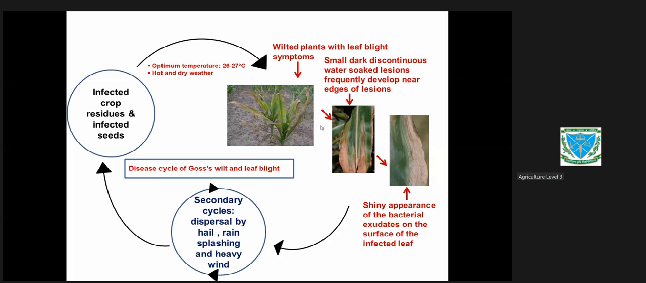If the plants escape this infection at the seedling stage, we can notice the symptoms on the leaf at the mature stage. As I told you earlier, we can identify or differentiate the symptoms caused by michiganensis by the appearance of two distinct features. One is discontinuous water-soaked lesions; here you see dark color lesions. Another is the bacterial exudates you can notice on the blighted area, a shiny appearance on the surface of the leaf.